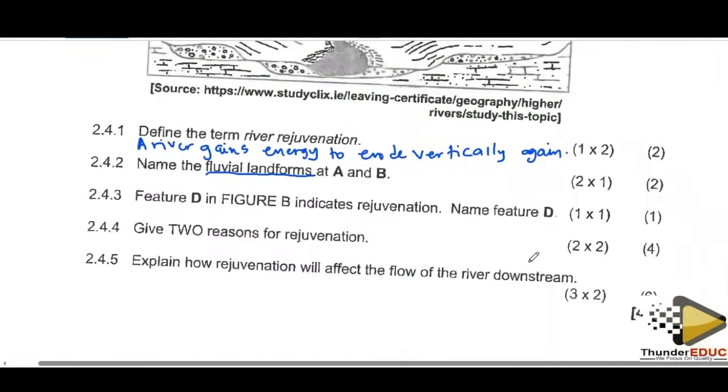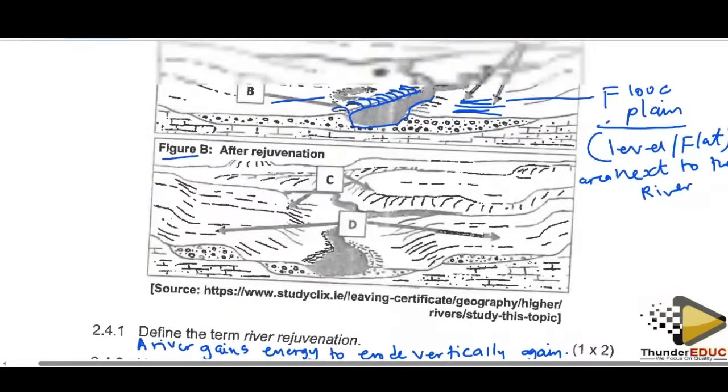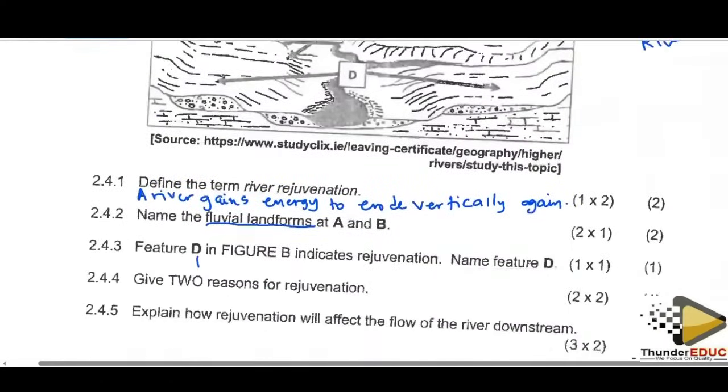So we say that feature, check again, feature A. Feature A, we said feature A is a floodplain.